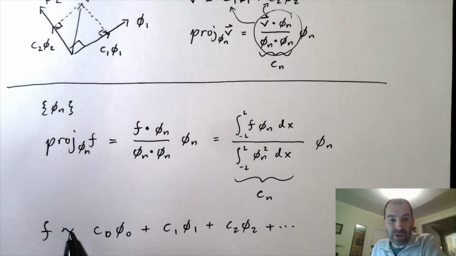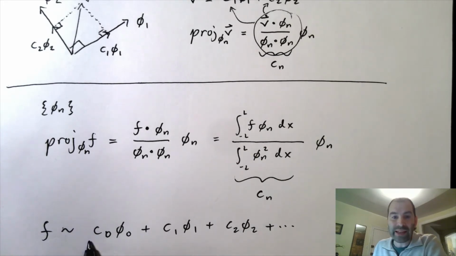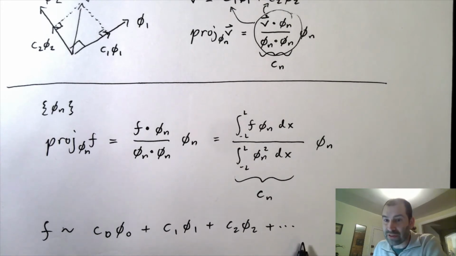Now, I wrote a squiggly symbol here. Why did I do that? Why didn't I write equals? Well, because with this series, we have to be careful. It doesn't always converge. And it can still be useful to consider it even if it doesn't converge. So I don't want to say it equals f, but I do want to write it down, so I put a squiggle. Sometimes this will be equal if the series converges, and it'll converge to f, hopefully.